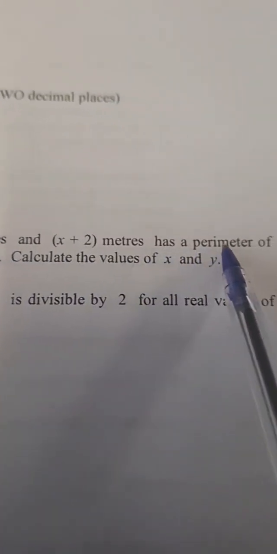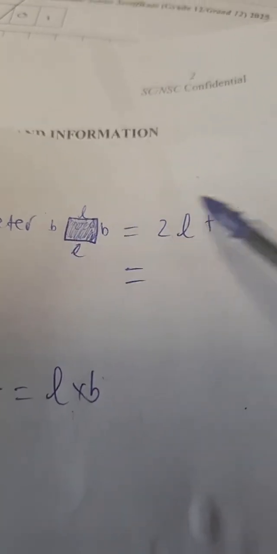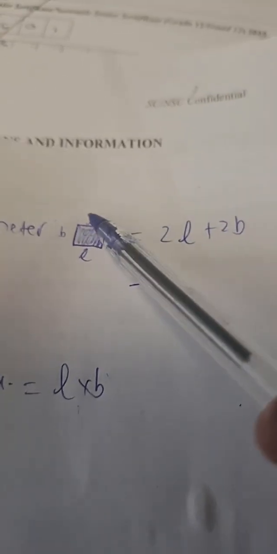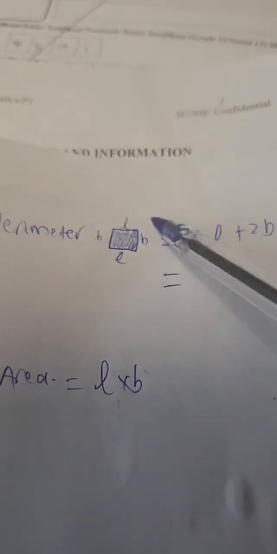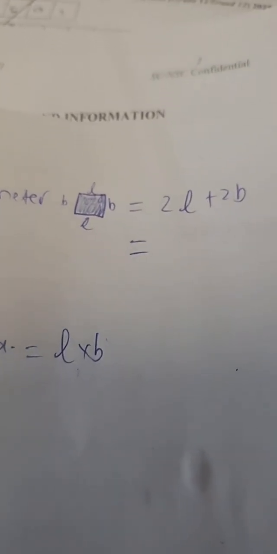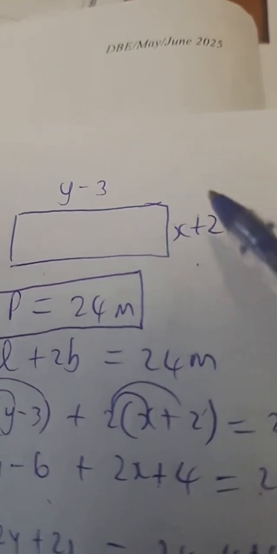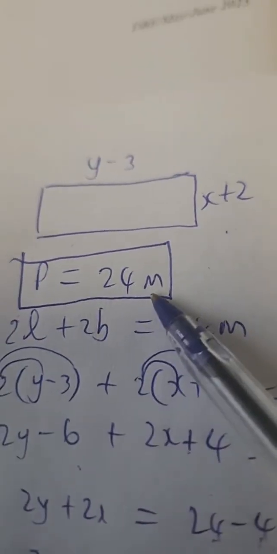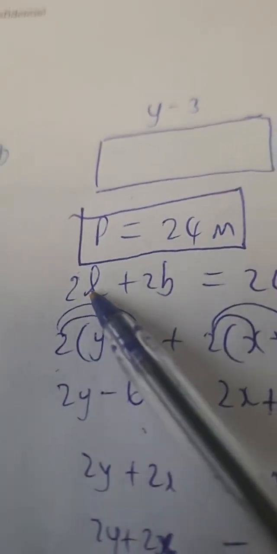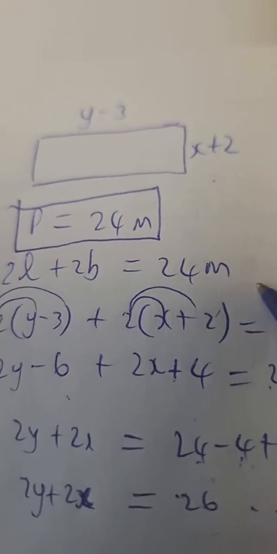What is the perimeter of a rectangle? The perimeter of a rectangle is the total distance around this rectangle. So in other words, it would be like saying this breadth plus this breadth, which is 2 breadths, plus this length plus this length, which is 2 lengths. The summation of that gives us the perimeter of the rectangle. Okay, so I can set up my first equation using perimeter. The perimeter is equal to 24 meters, but I know that the perimeter of a rectangle is 2 lengths plus 2 breadths, which is 24 meters.